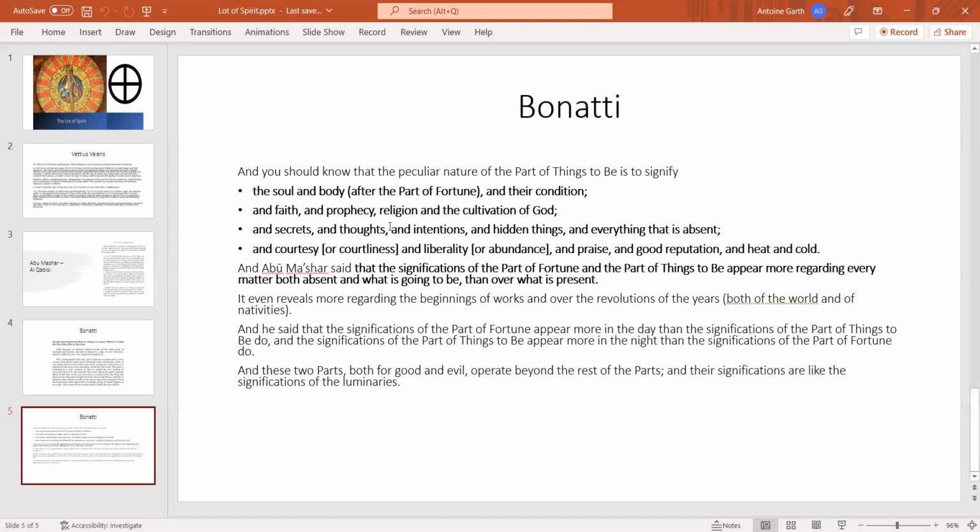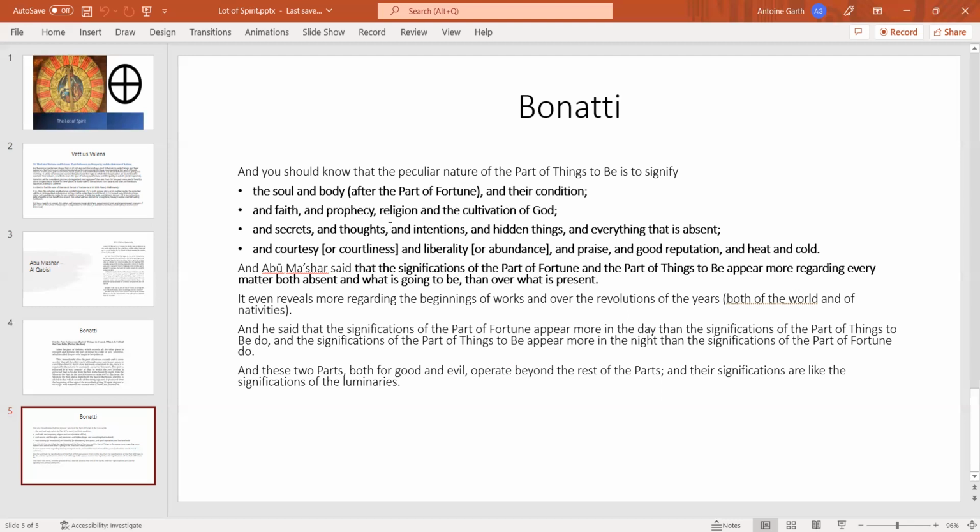So secrets, thoughts, and intentions. This is, in my opinion, the connection with the intellectual or the mind. And courtesy, liberality. So courtliness, that means to be in luxury. Liberality, that means to be in abundance. And praise and good reputation. All of that stuff is 10th house.